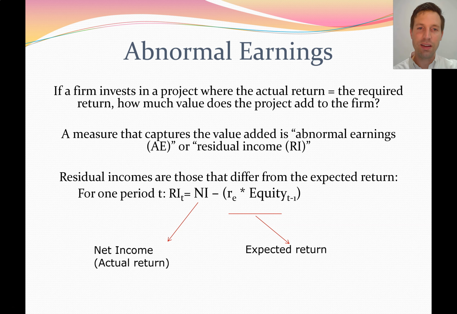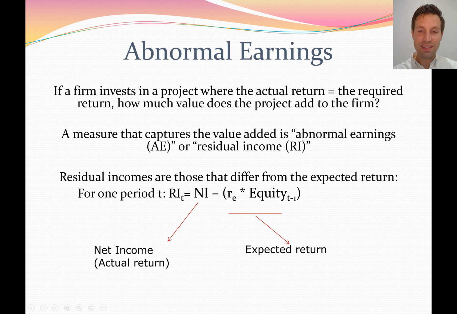Okay. If I get money from my equity holders and they expect a 10% return, and I invest in projects that just generate a 10% return, they'll be happy they're getting the return they want, but it's not going to lead to an increase in the firm's share price. Okay, so a firm creates value when they earn a return higher than their cost of capital. And we calculate the abnormal earnings, or the residual income, by comparing the net income in a period minus the cost of equity capital times equity in the previous period.